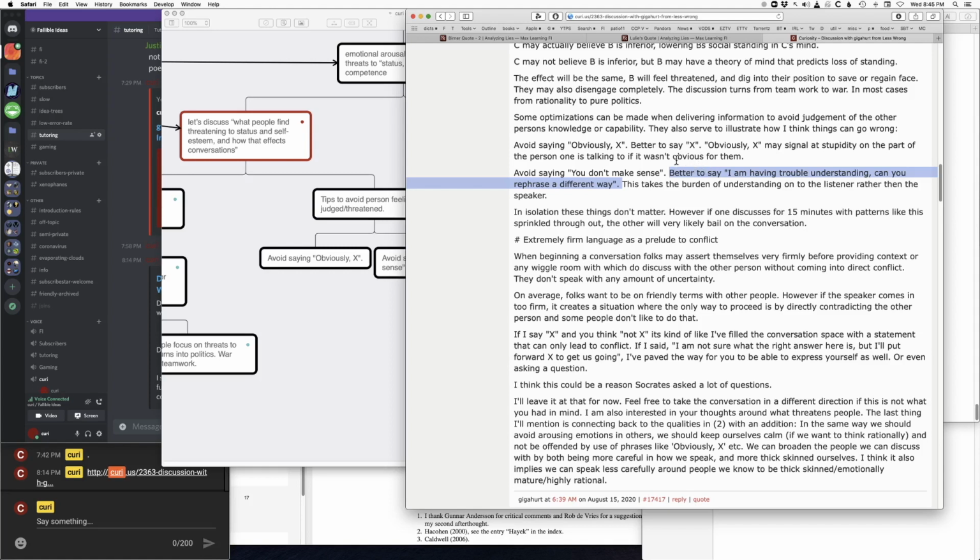So I think not offending people is quite a bit trickier than this. It's not just easy mode. Here are some tips to avoid offending people. It's something you'd actually have to spend years practicing to be really, really good at.